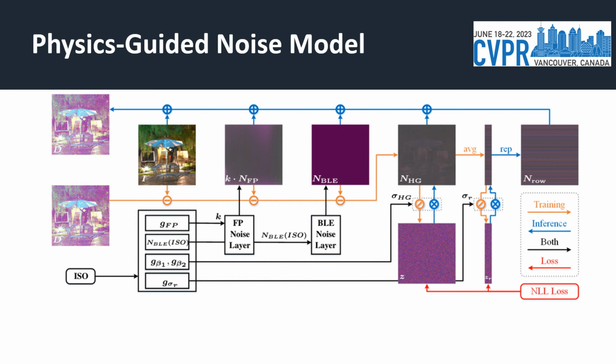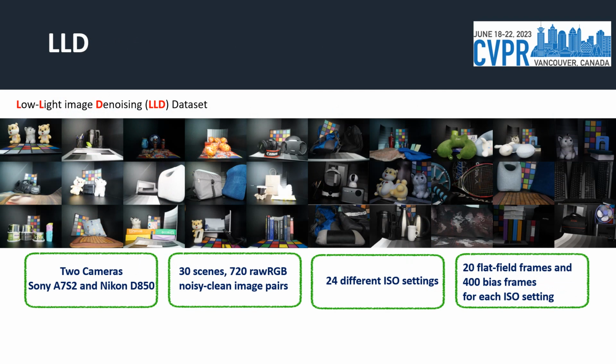Our proposed deep noise model is implemented in a normalizing flow-based framework, and 4 components are deployed to model different noises. We collect a dataset named LLD for extreme low-light image denoising. The dataset contains pairwise noisy clean images captured by 2 cameras, i.e., Sony A7S II and Nikon D850. We also provide flat field and bias frames covering a wide range of ISO settings.